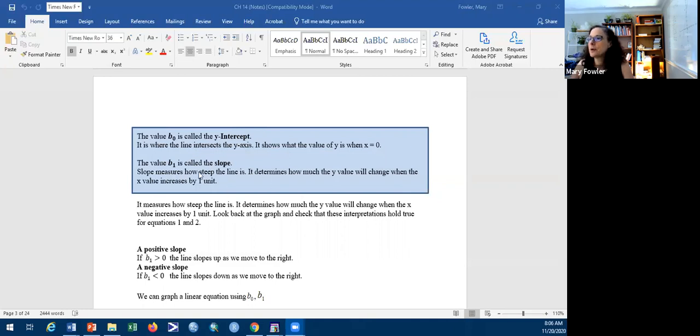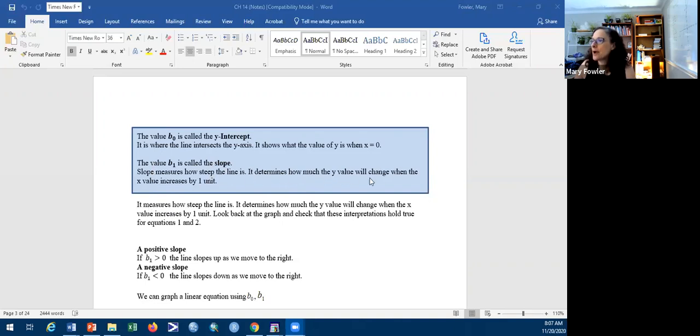b1 is called the slope. The slope measures how steep the line is. It determines how much the y value will change when the x value increases by 1 unit. We saw that in the weight of the book example. When we increase the number of pages by 1 unit, and the unit was hundreds of pages, the model predicted that the weight of the book would increase by the value of the slope. I think it was 6.5.